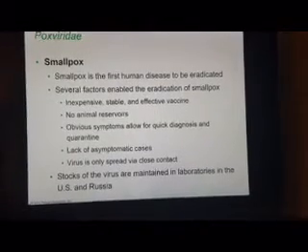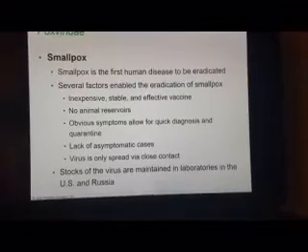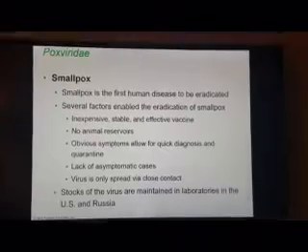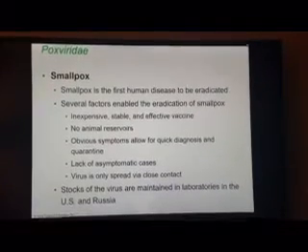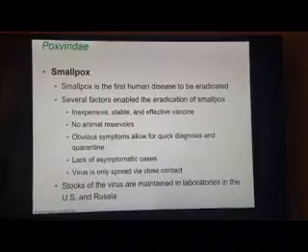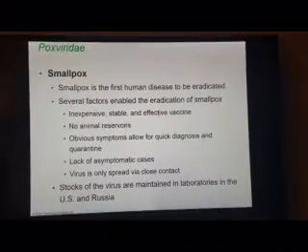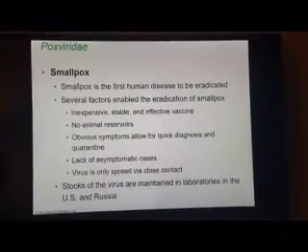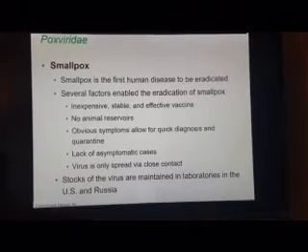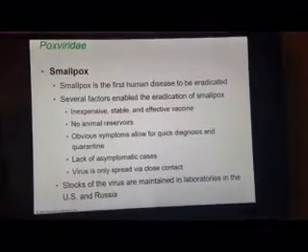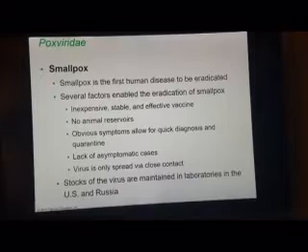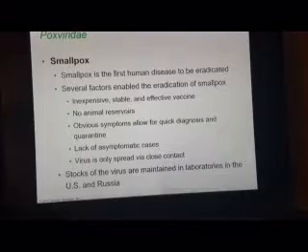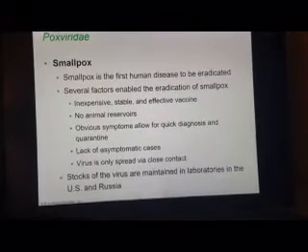Smallpox is the first human disease to be eradicated globally in nature. Factors enabling the eradication include an inexpensive, stable, and effective vaccine. There are no animal reservoirs. Obvious symptoms allow for quick and accurate diagnosis and quarantine. There are no asymptomatic cases, and it is only spread in close contact. Stocks of the virus are maintained in laboratories in the United States and Russia as research tools for investigations concerning virulence, pathogenicity, protection against bioterrorism, vaccination, and recombinant DNA technology.